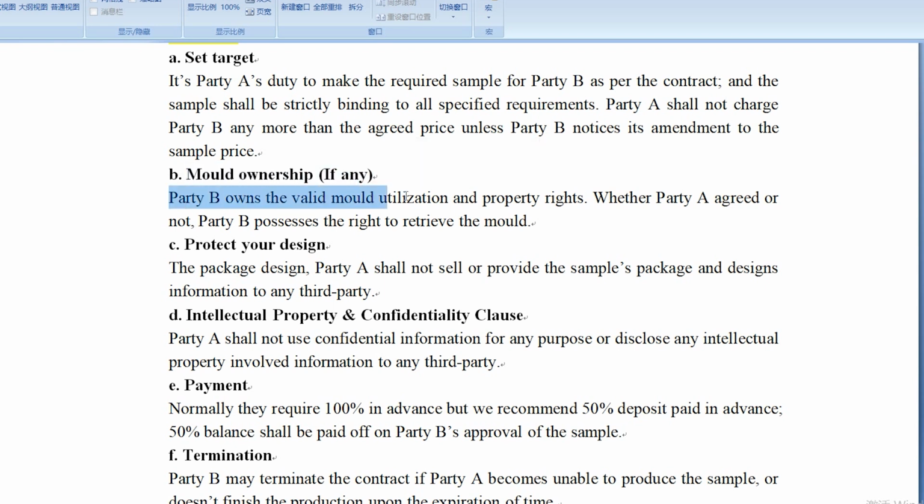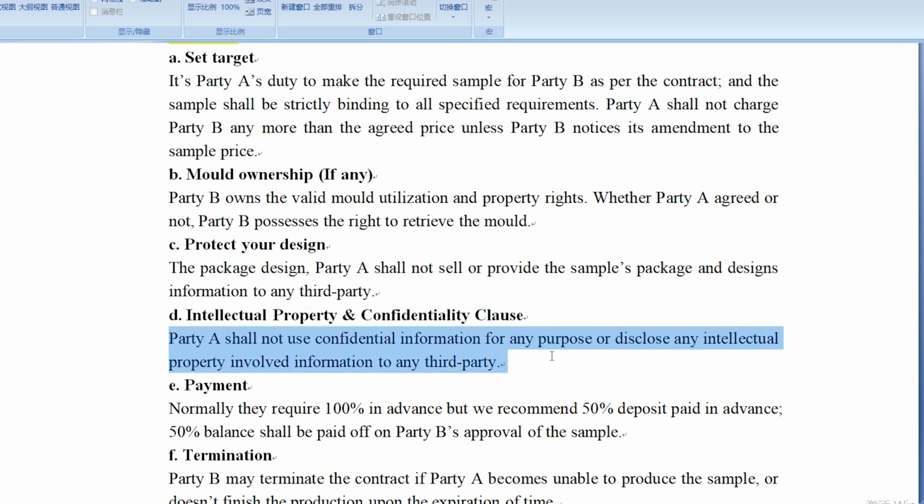Mold ownership. Party B owns the valid mold utilization and property rights. Whether Party A agrees or not, Party B possesses the right to retrieve the mold. Protect your design. Party A shall not sell or provide the sample package and design information to any third party. Intellectual property and confidentiality clause.